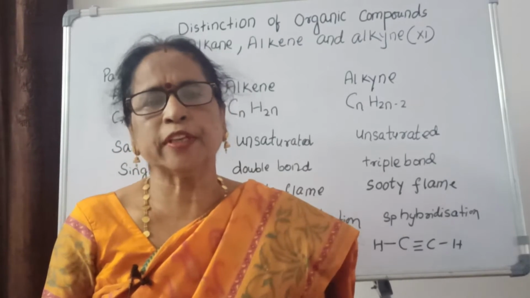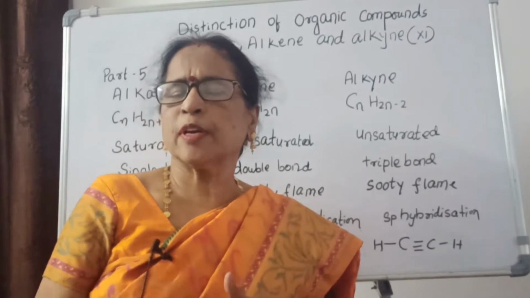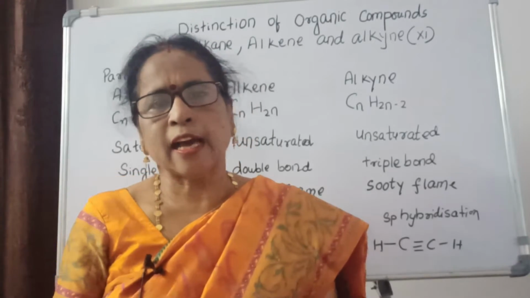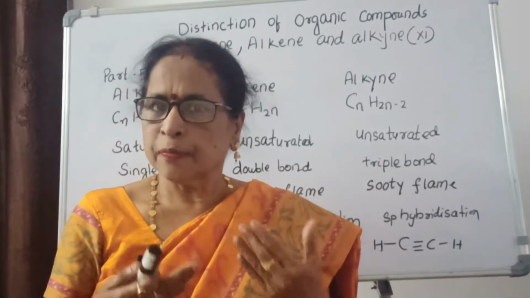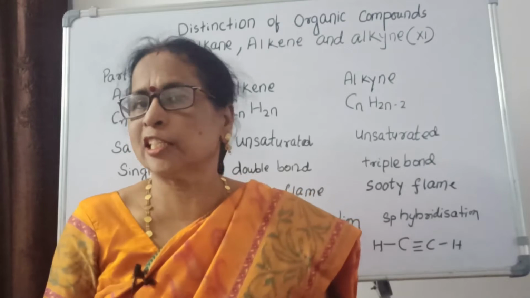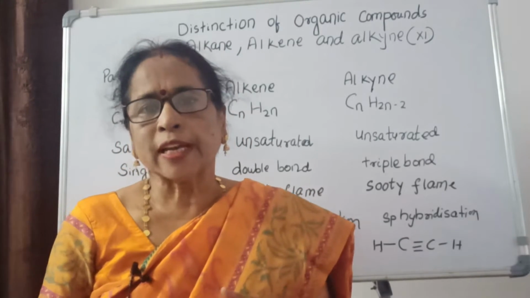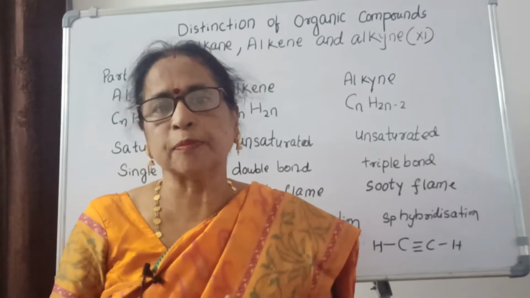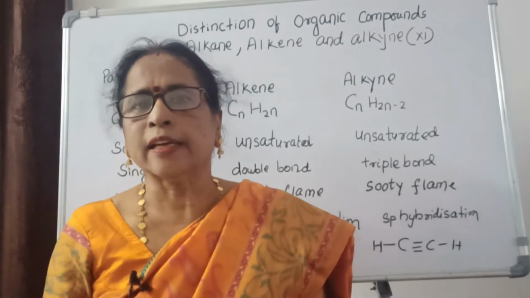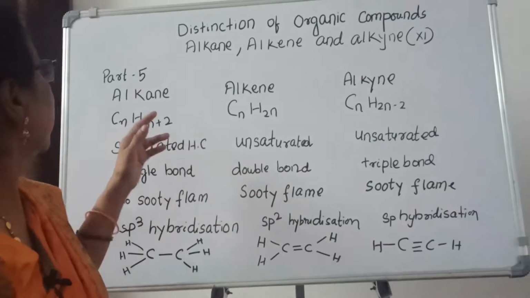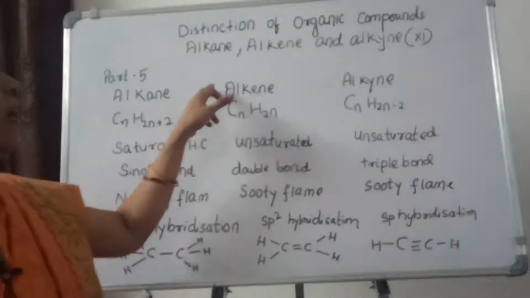There are so many physical properties and chemical properties in alkane, alkene, alkyne, and different types of hybridization exist in them. That is why we can differentiate, we can distinguish between alkane, alkene, alkyne. Now see here, alkane, alkene, alkyne.